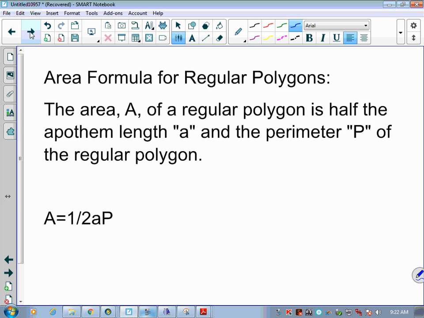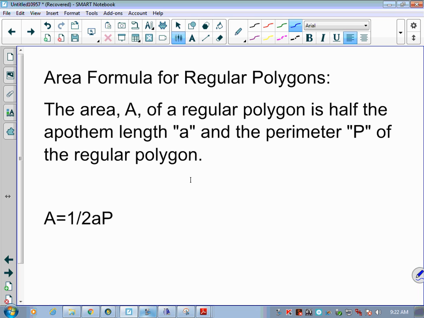All right. And we're going to use that distance to be able to find the area of a regular polygon. Okay? Apothem times the perimeter divided by 2 is going to be my area, or 1/2 times AP.